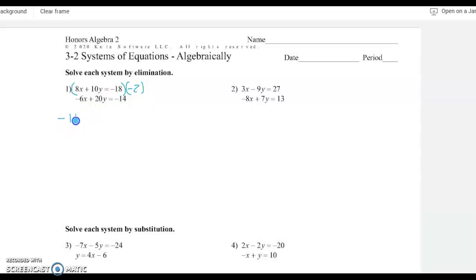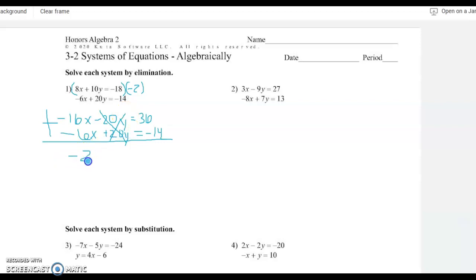So it becomes negative 16x minus 20y equals 36. And that second equation would then stay negative 6x plus 20y equals negative 14. So you can see what has happened is we created opposites. We now have opposite y's. We have negative 20y and we have positive 20y. So when we go and add those two equations together, step 1 is to get opposites, step 2 is to add together, and your opposites will cancel.